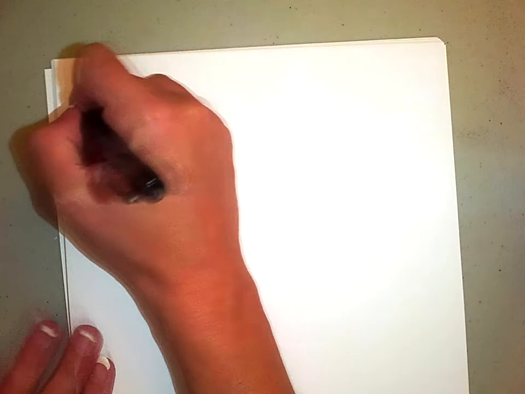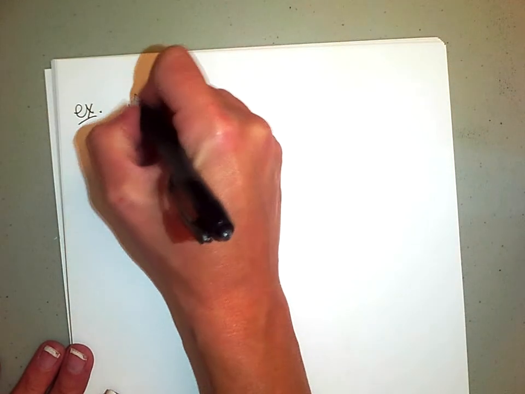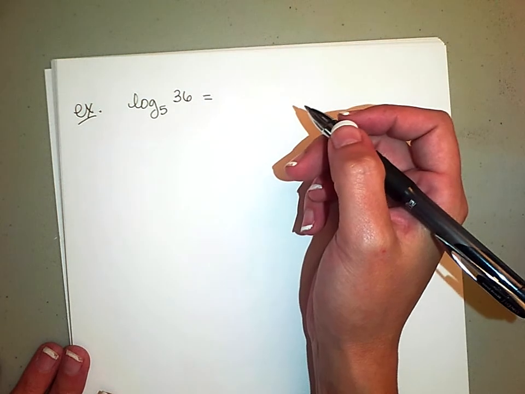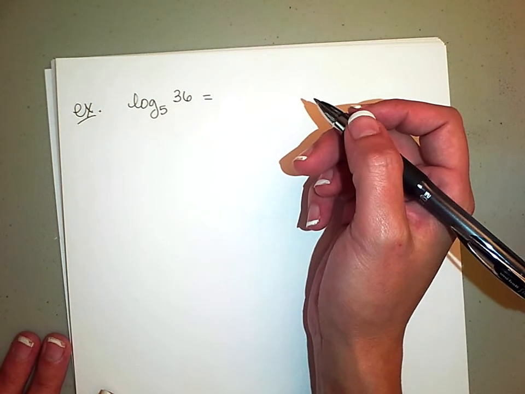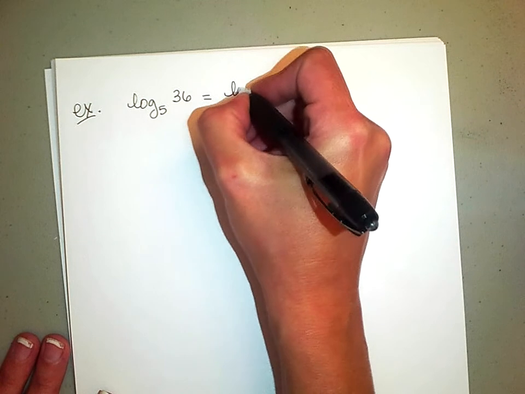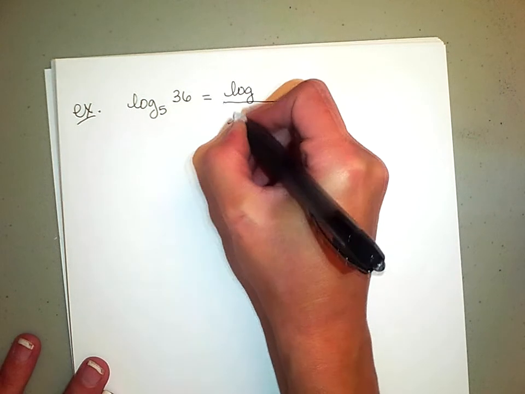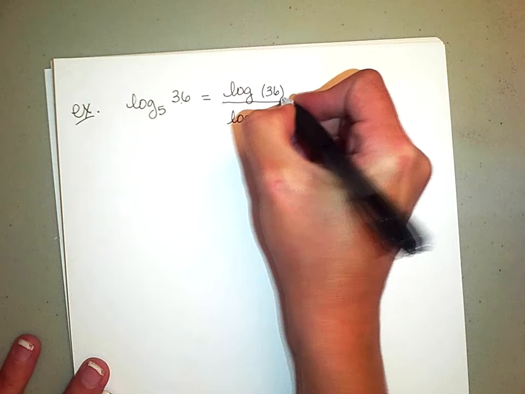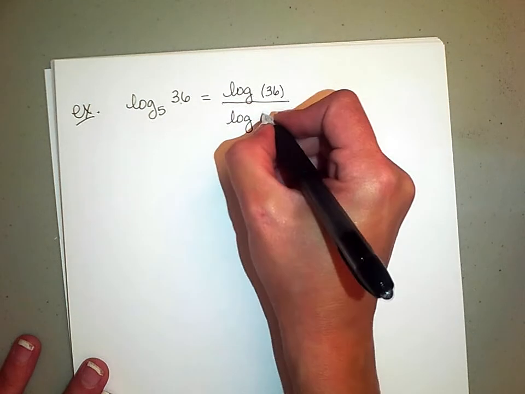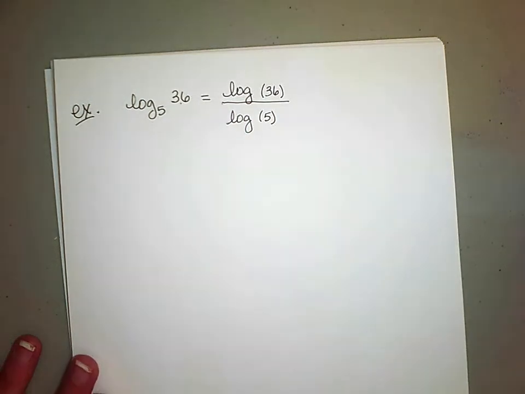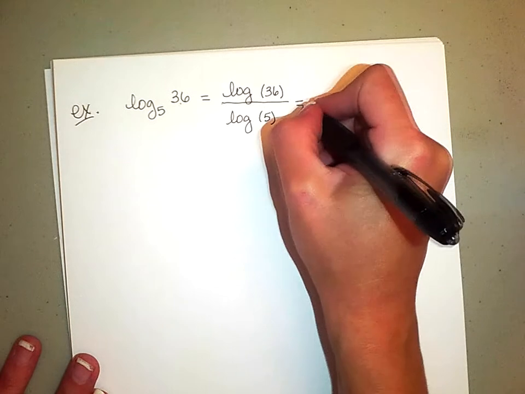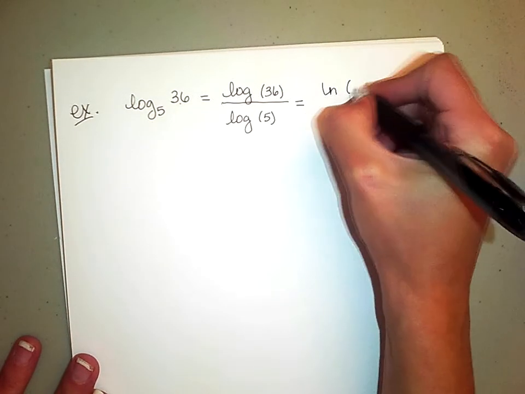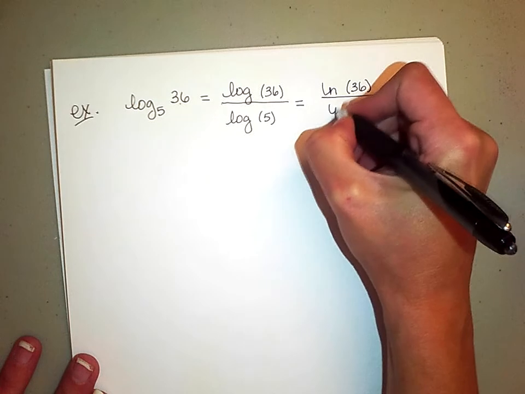So for example, if we have the log base 5 of 36, I can pick whichever base I would like to work in. Okay. How about we work in the common log? So if I change the base to the common log, then the numerator is the log of 36, and the denominator is the log of 5. Or I wouldn't have to work with the common log. I could work with the natural log, and it would look like so.